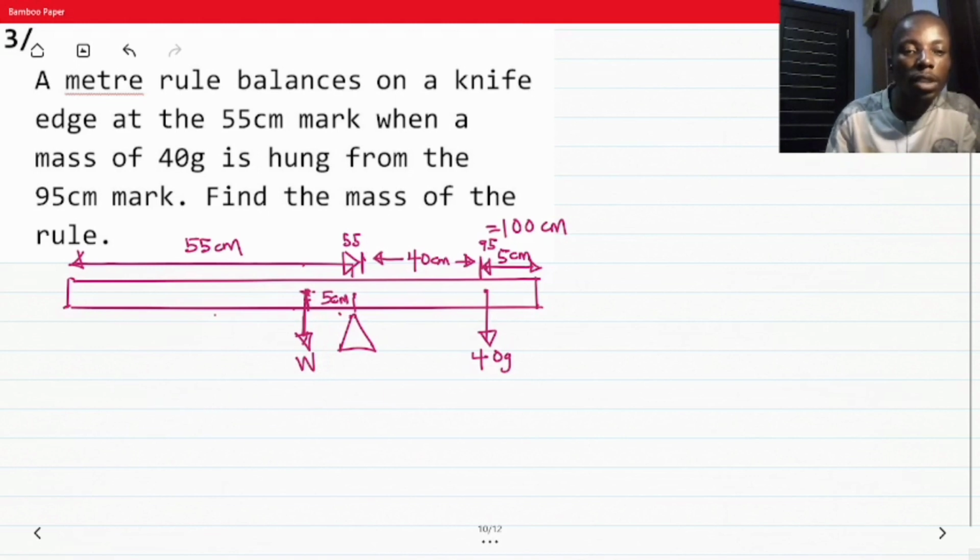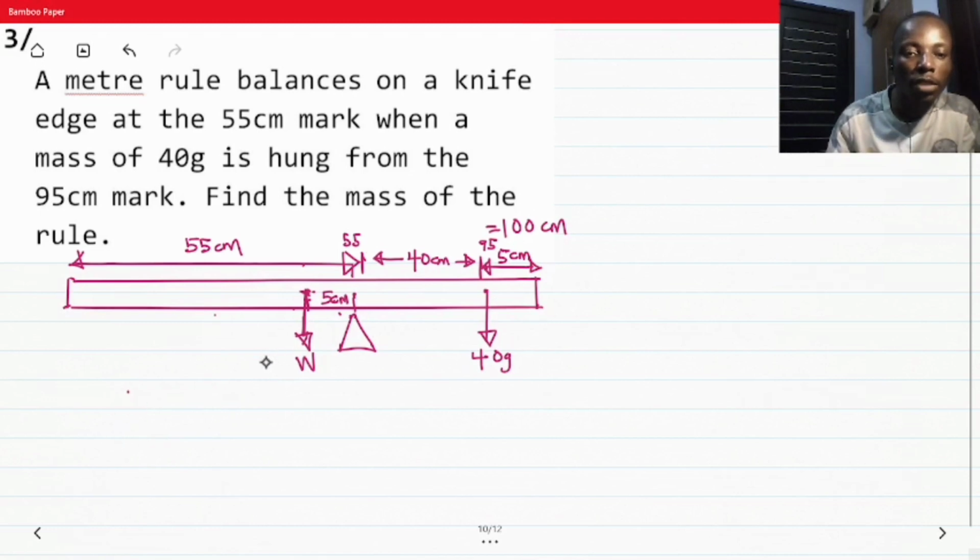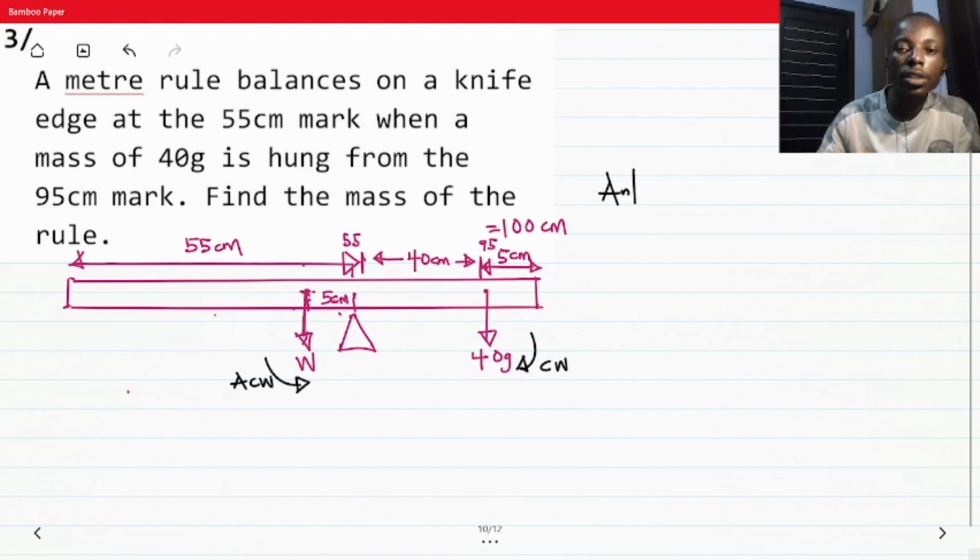So taking moment about the pivot, we have this to be in the anti-clockwise direction, and we have this to be in the clockwise direction. So the anti-clockwise moment is equal to the clockwise moment.